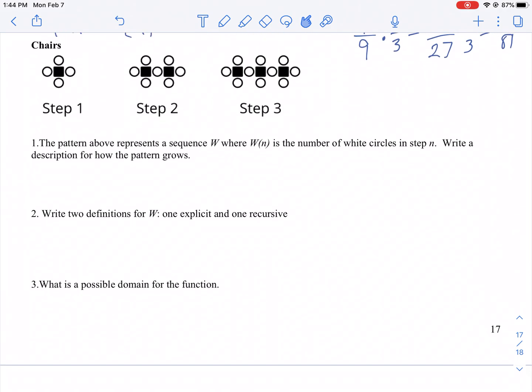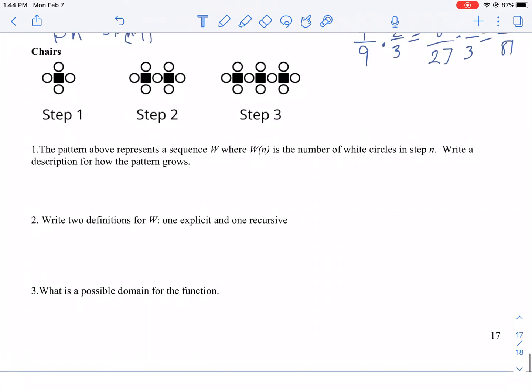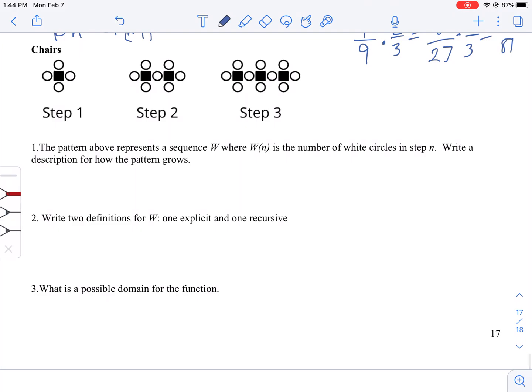All right, so the pattern above represents squares where Wn is the number of white circles. Write a description. Well, so we start with 4, 1, 2, 3, 4, and then 7, 4, 5, 6, 7, 8, 9, 10. So I'm going to say we're going up by 3.